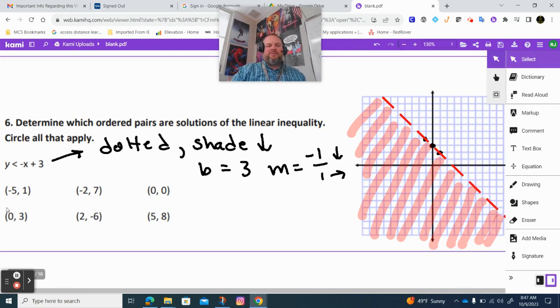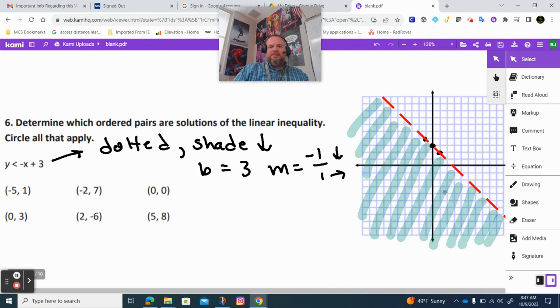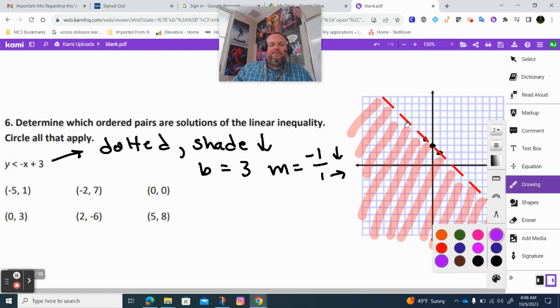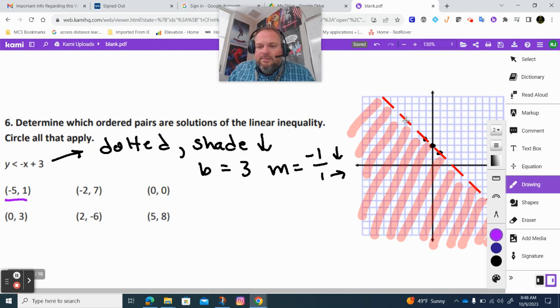Now we have to see which of these points is in the shaded area. If they happen to fall on the line, we can't include them because it's a dotted line. Remember, dot is like that open circle, friend zoned, recognized but not included. Okay. So let's see, -5, 1. So 1, 2, 3, 1, 2, 3, 4, 5. Okay. Yeah, that's in. Okay. -2, 7. -2, 1, 2, 3, 4, 5. Nope.